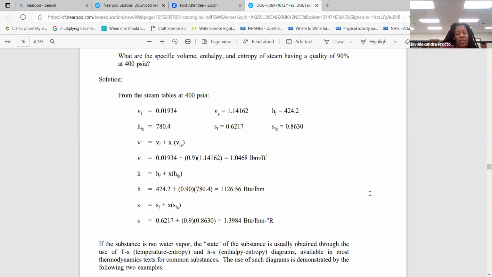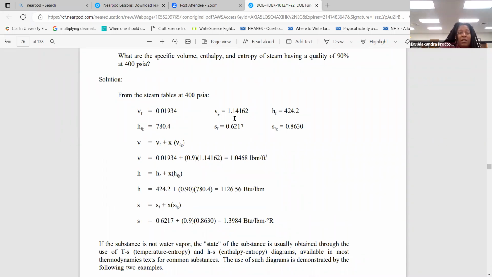And when you solve for the enthalpy, which is H, because they ask for specific volume, enthalpy, and entropy here, H is equal to H sub F plus X times H sub FG. H is equal to 424.2 plus 0.9 times 780.4, and that's equal to 1,126.56 BTU per pound mass.